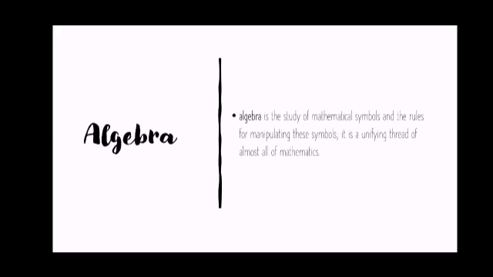And this is the definition of algebra. Algebra is the study of mathematical symbols and the rules for manipulating these symbols. It is a unifying thread of almost all of mathematics. That is what algebra is. Let me explain more. Algebra is an important topic in math that you might come across when you go to secondary school, high school, and other stages. So it's an important topic in math.